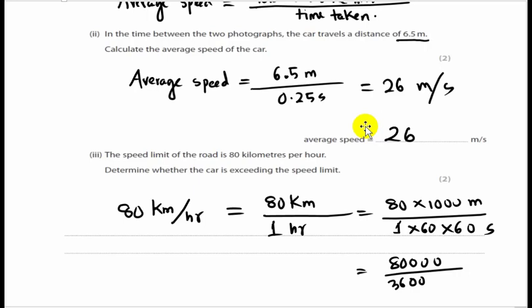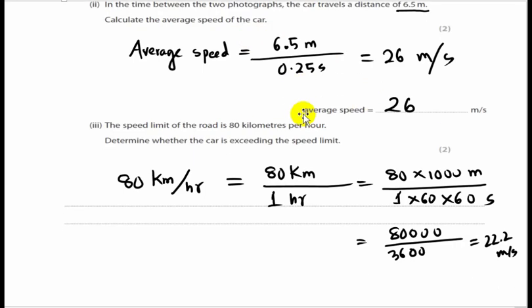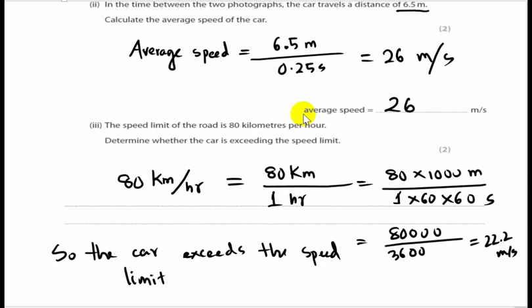80,000 divided by 3600 is 22.2 meter per second. So the car exceeds the speed limit.